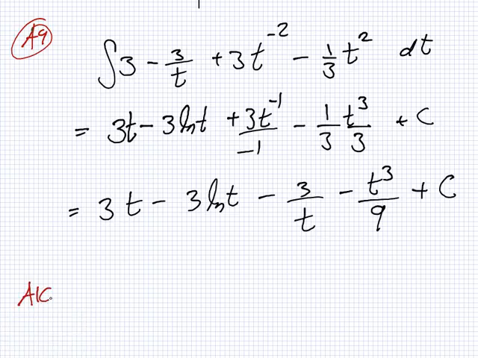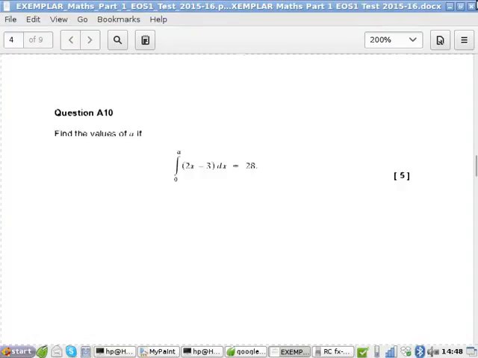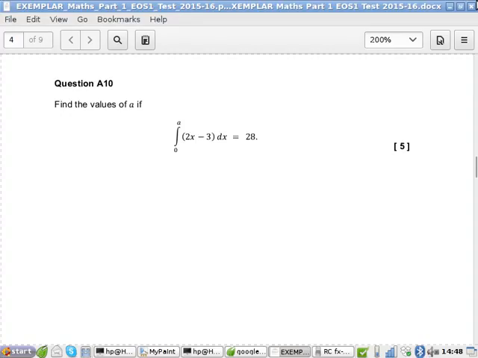Good, okay. Can I write the 3 log t as log t to the power 3? Yes, if this makes you happy, you can. Oh, that will cost you 1 mark. So don't do that. Okay, can we look at 10 now? Okay, so 10, last one here. I think I'll just do 10 now, it's a bit different.